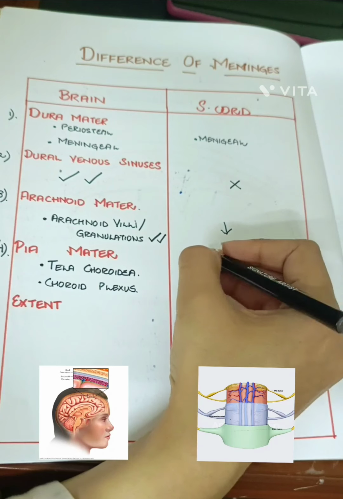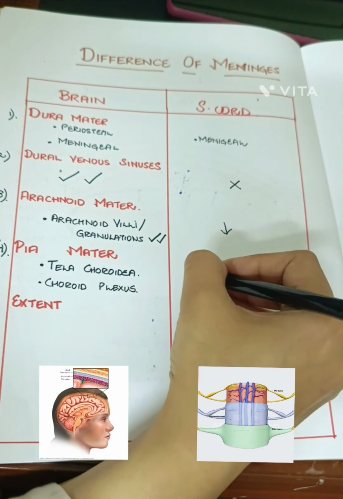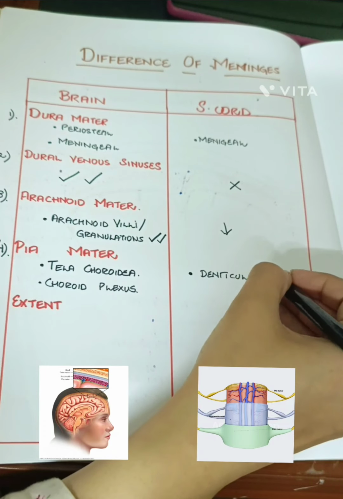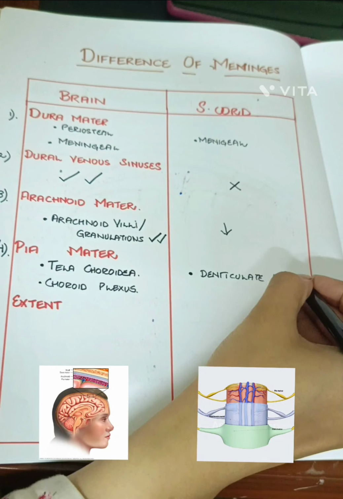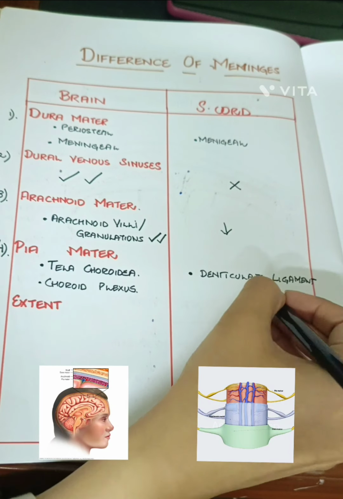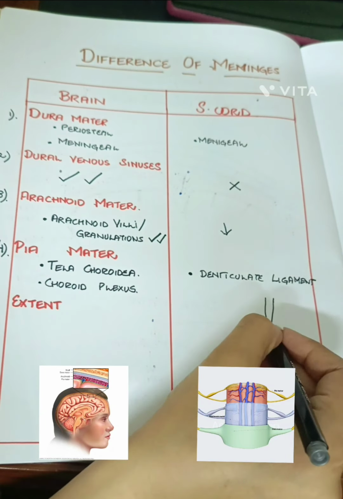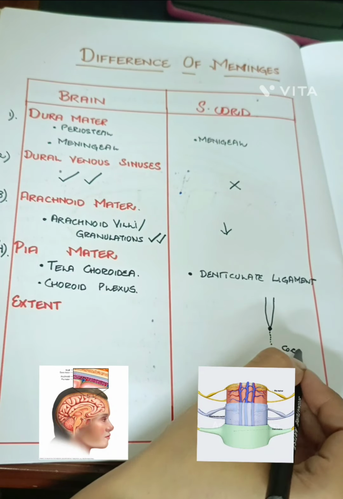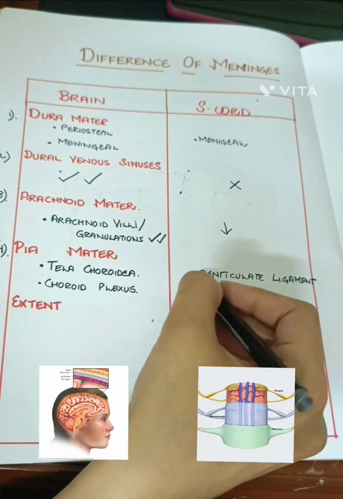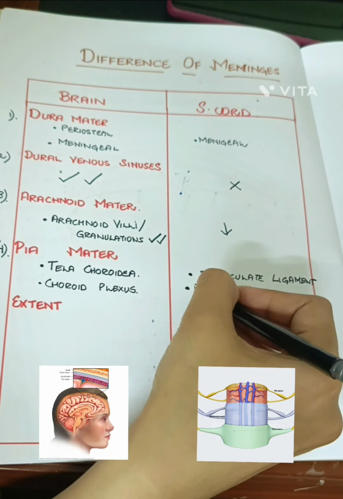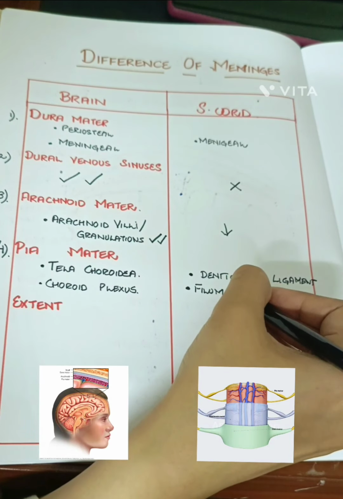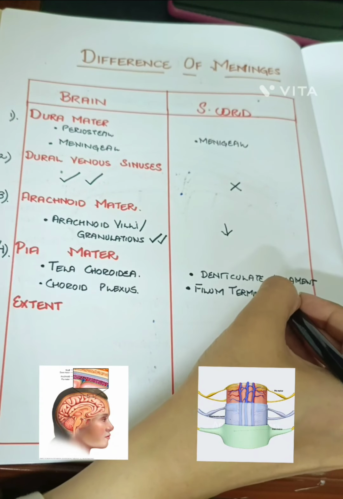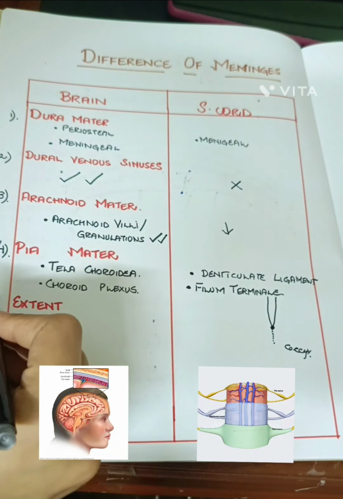Instead, the lateral extensions of the pia mater in the spinal cord form the ligaments which are known as the denticulate ligament. And also, the pia mater sends an extension from the inferior terminal point of the spinal cord, which gets attached to the coccyx. This extension of the pia mater is known as the filum terminale. So these two structures are found in the spinal cord area, but they are not seen in the brain area. And lastly, we talk about the extent.